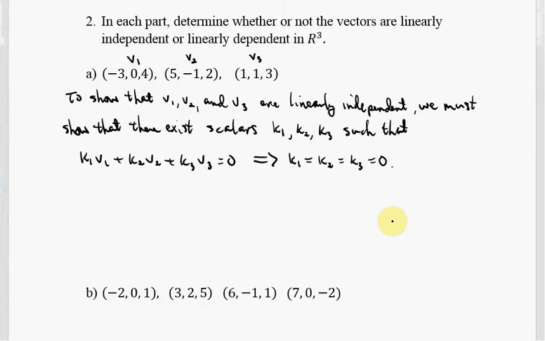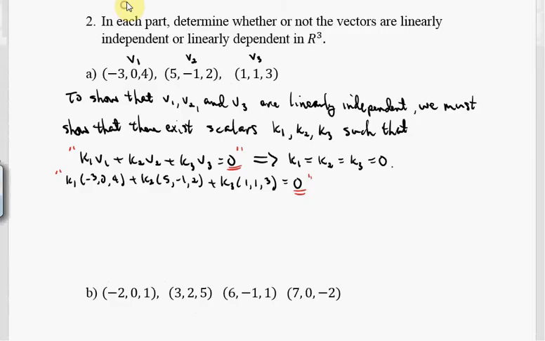How is that? Well, let me write out, just take a moment. This is K1 times V1. V1 is negative 3, 0, 4, plus k sub 2 times v sub 2, that's 5, negative 1, and 2, plus k sub 3 times v sub 3, 1, 1, 3, that's equal to 0. What's that 0? It's this 0 here, right? I've just rewritten this statement right here.